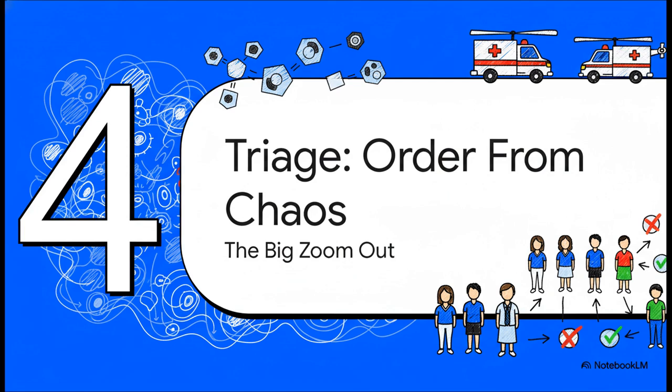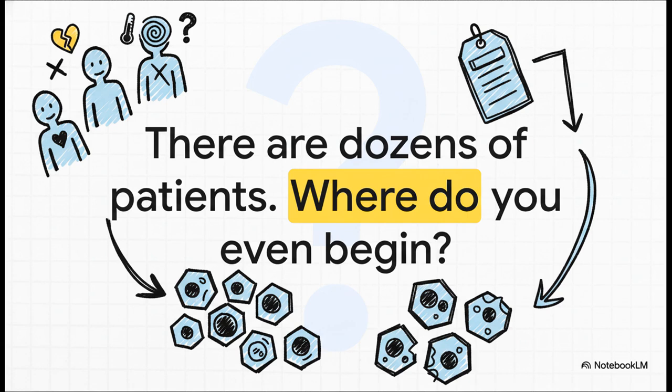Now, let's zoom all the way out. What happens when it's not one patient, but 20 or 100? The entire rulebook gets thrown out the window. Think about it: a train derailment, a building collapse, some kind of natural disaster. Suddenly you have dozens, maybe hundreds of victims. You have limited resources, and the clock is ticking for everyone. This is the central question of any mass casualty incident, and the answer is a system called triage.